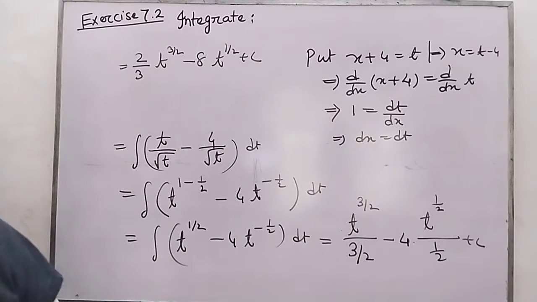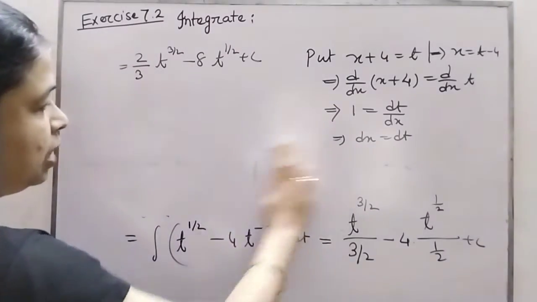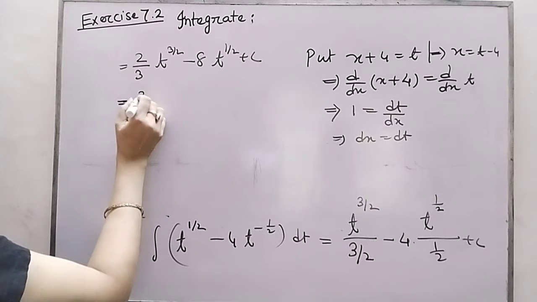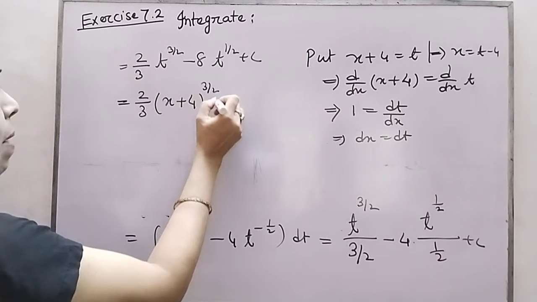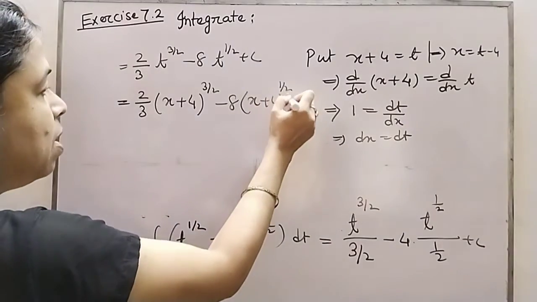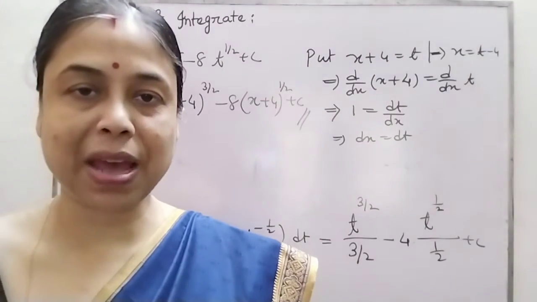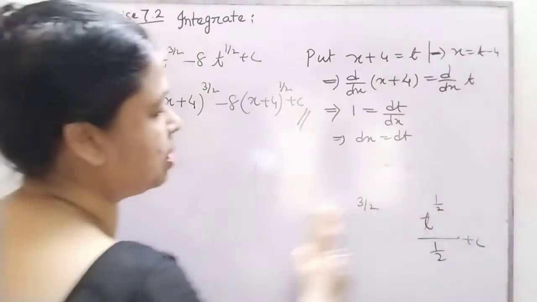And ultimately you just change your t. Let us change the value of t. t means x plus 4. So it will be equal to 2 by 3 into x plus 4 whole to the power 3 by 2 minus 8 into x plus 4 whole to the power half plus c, and this is the solution. Hope you understand the method. Now we go to the next question number 12.